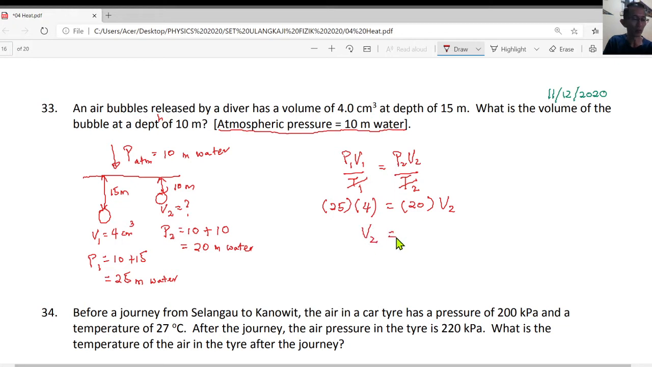So V2, if you do your calculation, you should be able to get 5.5. 5.5 what? You see my volume here is in centimeter cube, so this one here must also be in centimeter cube. So that is the volume of the air bubble when it moves up until the depth is 10 meter.